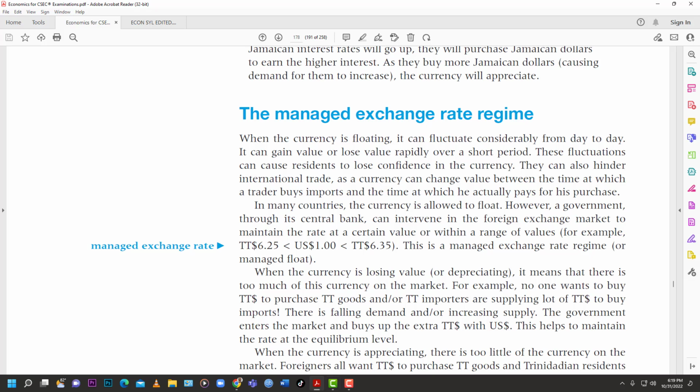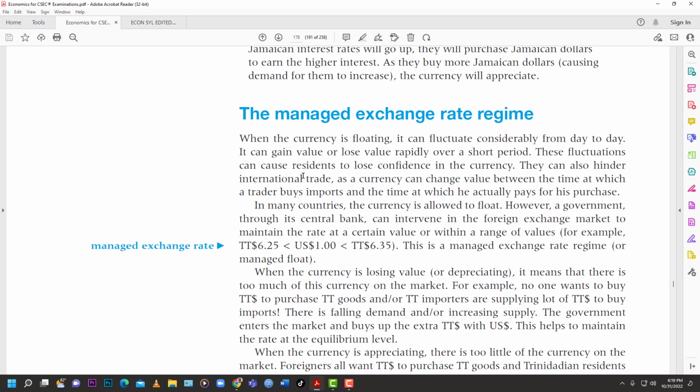And so when a currency is floating, it can fluctuate considerably from day to day. It can gain value or lose value rapidly over a short period. These fluctuations can cause residents to lose confidence in the currency. They can also hinder international trade, as a currency can change value between the time at which you buy something and the time when it comes to pay for that something. So the government doesn't want this chaotic thing going on. The market is too volatile, they don't want the volatility.